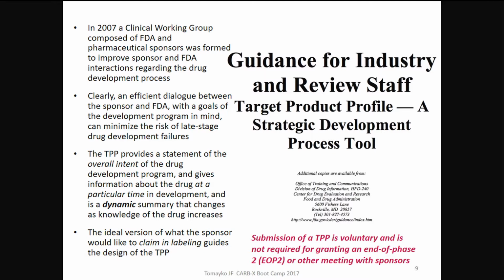High up in my hit list, I find an FDA document on target product profiles, how to write one. And I'm not going to read through it. I'm just going to say, what was the purpose of the FDA issuing this guidance? Well, it came from a working group that they commenced in 2007 between members of FDA and many of the pharmaceutical sponsors. And the idea here was to improve the interactions regarding drug development process and communications between sponsors and FDA.